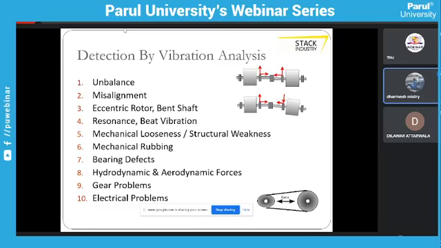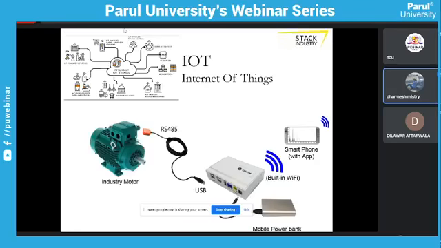So for this, the new update is the IoT devices. So what is IoT? The basic thing, the full form of IoT, you might have heard many times. The full form of IoT is Internet of Things.